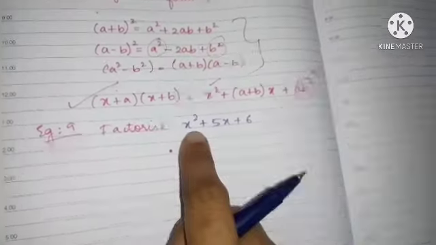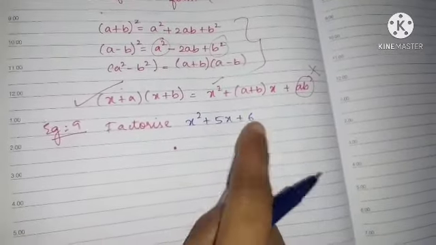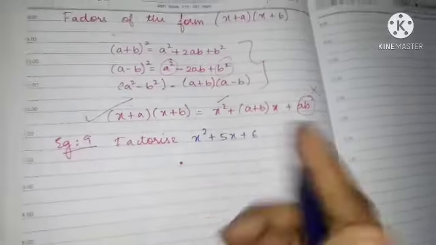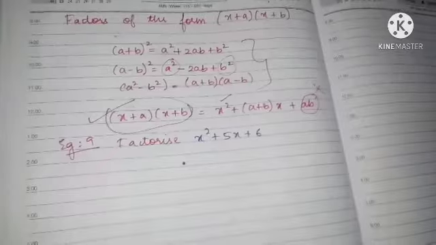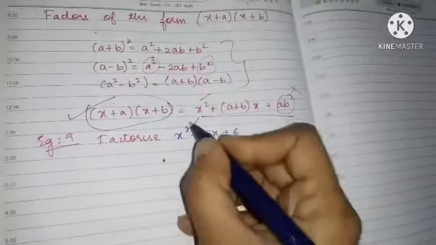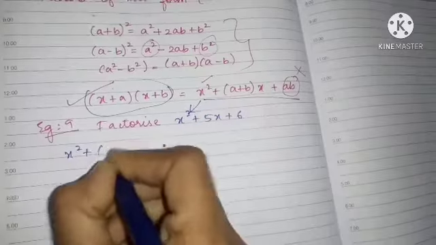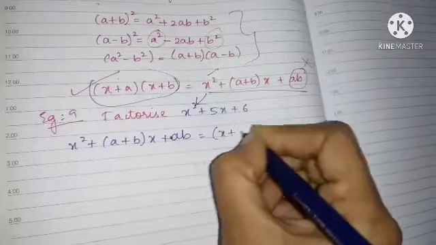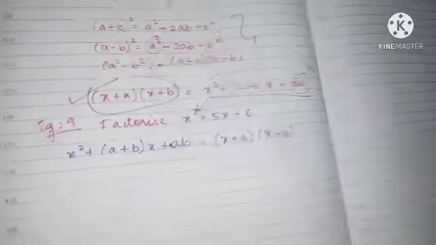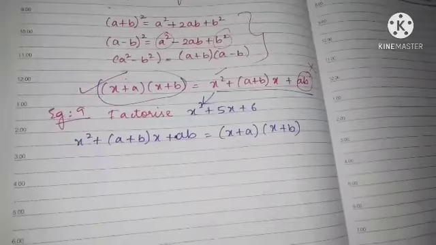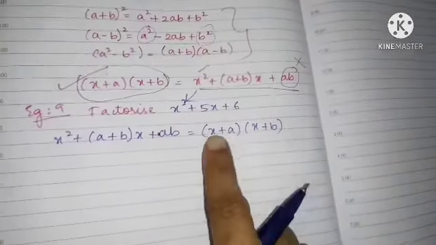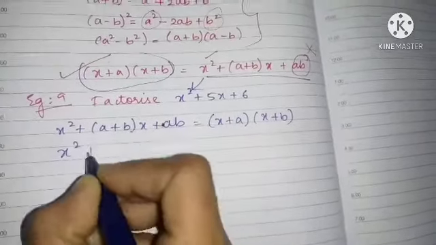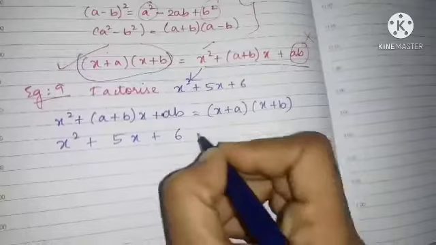X square is a perfect square. 5x plus 6, whether it is a perfect square? No. In that case, you should use this identity. So this and this are the same. x square plus (a plus b) into x plus ab is equal to x plus a into x plus b. So this one looks like this: x square plus 5x plus 6.